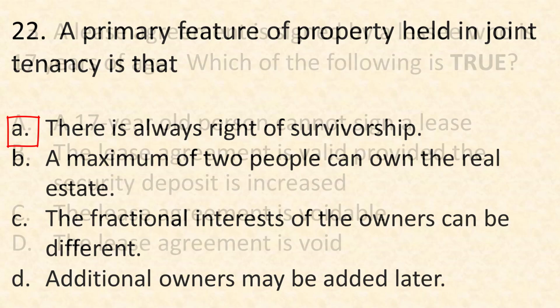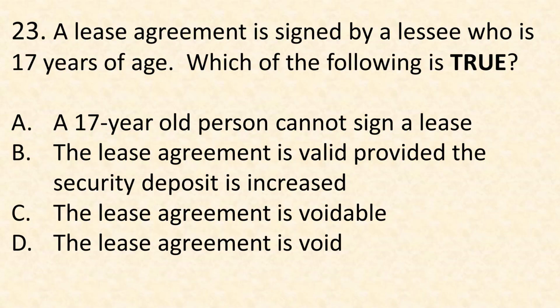Question number 23. A lease agreement is signed by a lessee who is 17 years of age. Which of the following is true? A. A 17-year-old person cannot sign a lease. B. The lease agreement is valid provided the security deposit is increased. C. The lease agreement is voidable. Or D. The lease agreement is void.